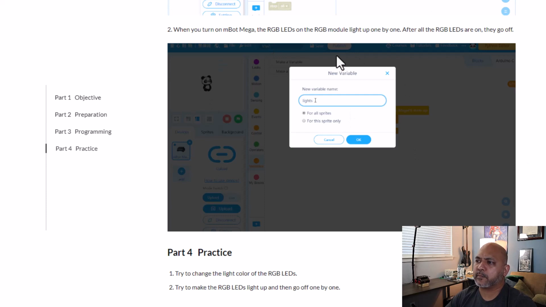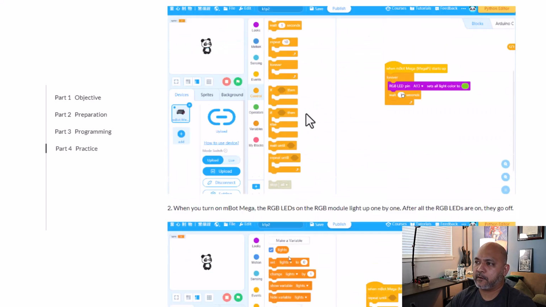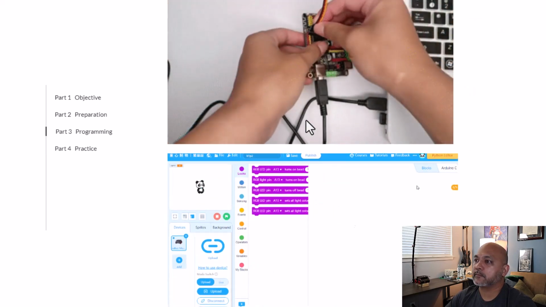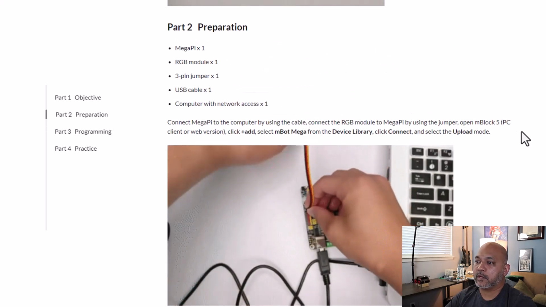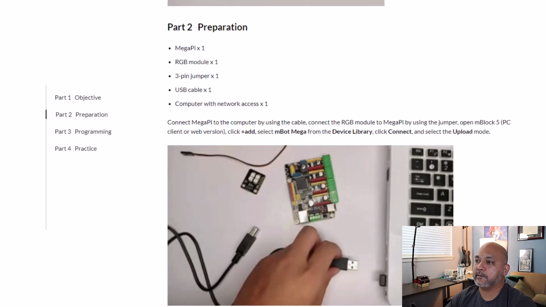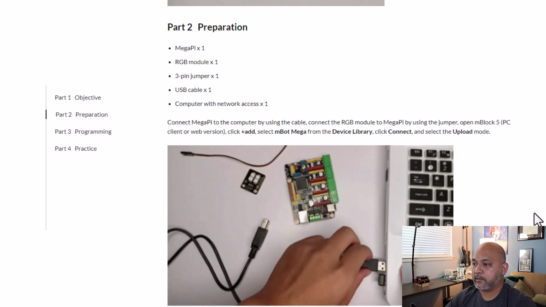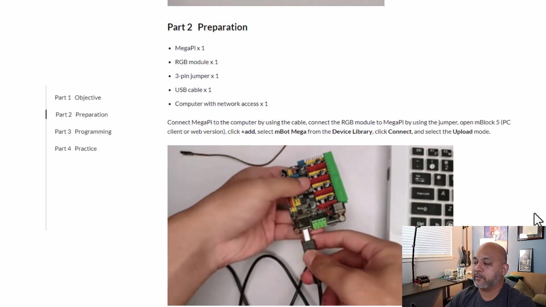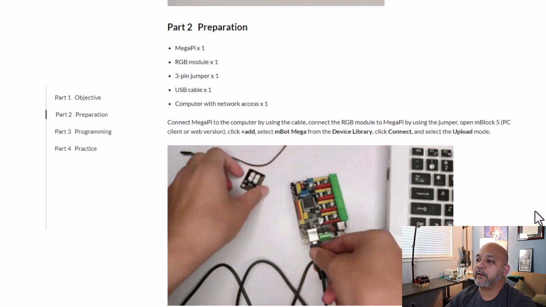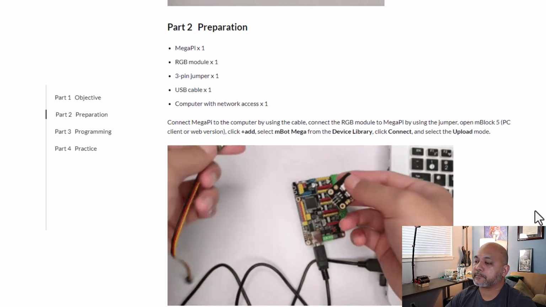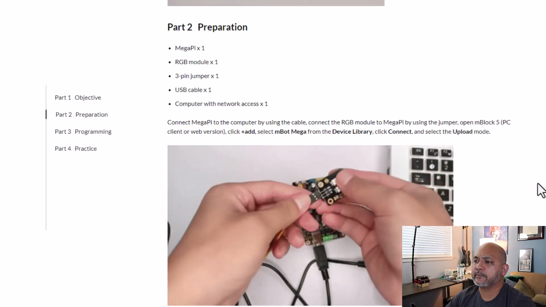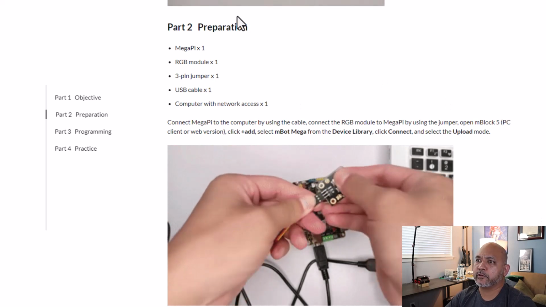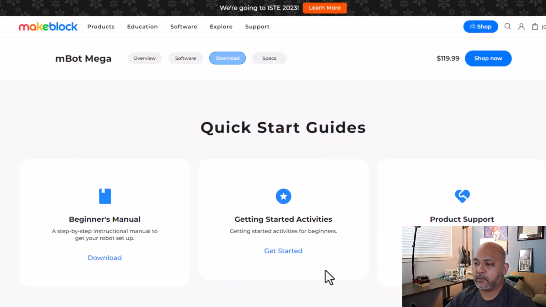And we'll go through an example of using the mBlock 5 application to program it. Now, you can do all of this before you actually build your robot, and that can be useful. Obviously, I did not do that. I built the robot to start, and then found these programming tutorials. So I would definitely recommend you go to getting started activities and not beginner's manual.